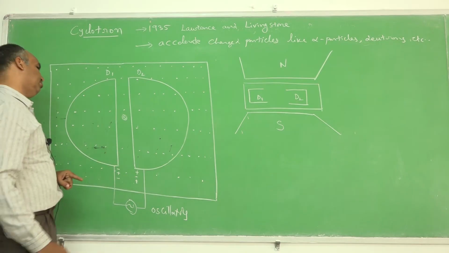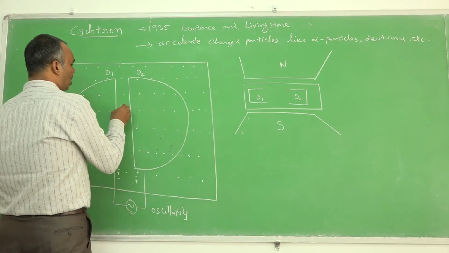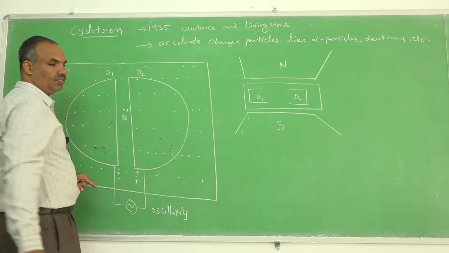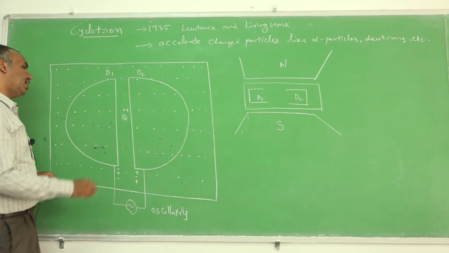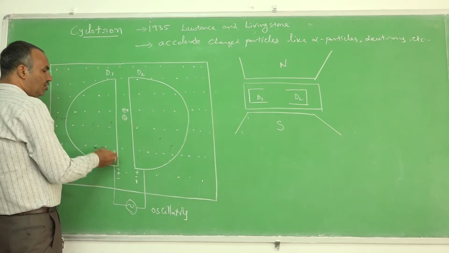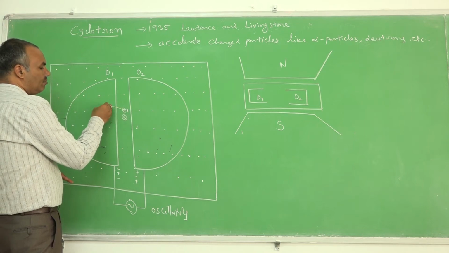By the time the charged particle is released here, suppose the charged particle has positive charge. This positively charged particle will be attracted by the negative potential of this D1, so it will try to enter into this field.